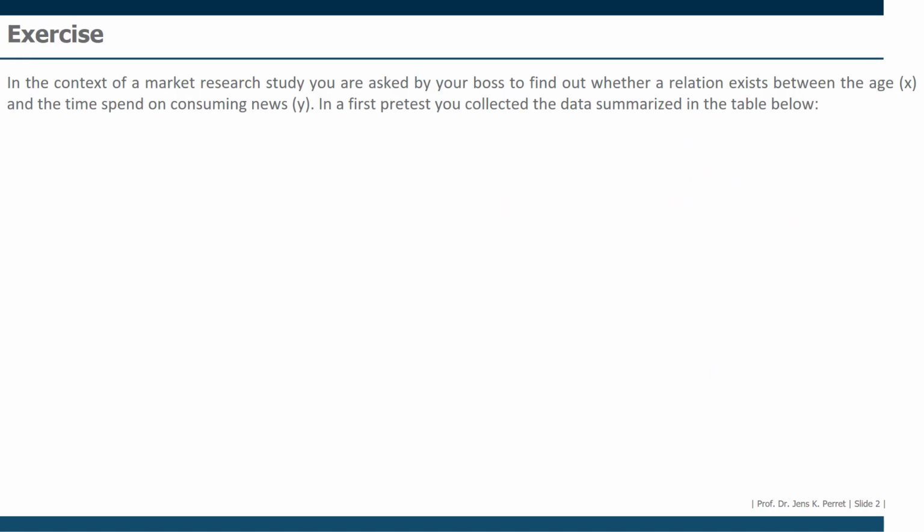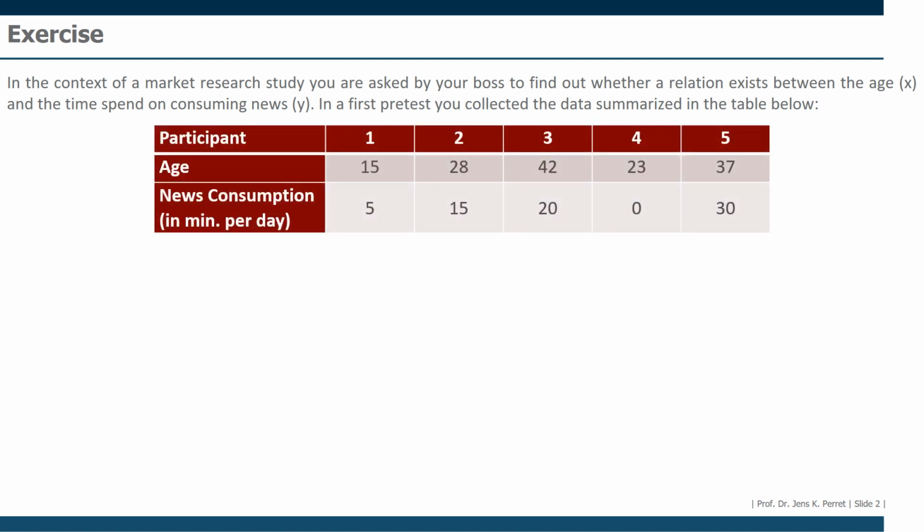Here we have, in the context of a market research study, you're asked by your boss to find out whether a relation exists between the age X and the time spent on consuming news Y. In the first pre-test, you collected the following data. And we have here our information. We have 5 participants, we have their ages, and we have the news consumption in minutes per day.